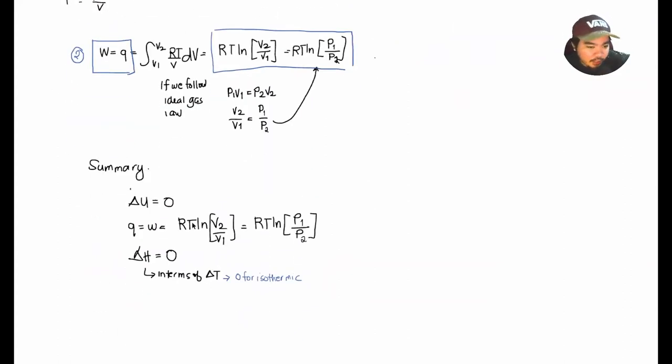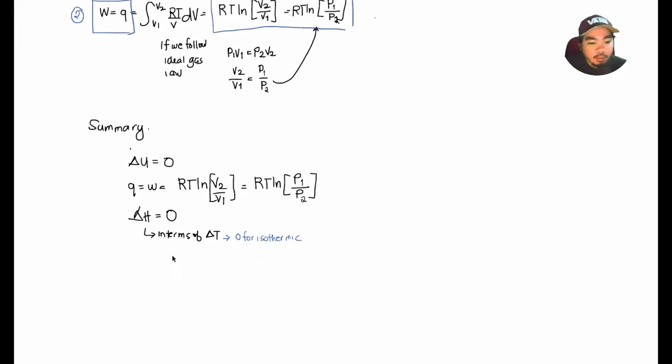Okay? So, in summary, delta U is equal to 0. So again, for an isothermal process, dU or delta U will be equal to 0. And because delta U is equal to 0, Q is equal to W. And this W right here can be solved using RT ln V2 over V1, or in terms of pressures, RT ln P1 over P2. And that gives us, ending, our delta H is equal to 0.